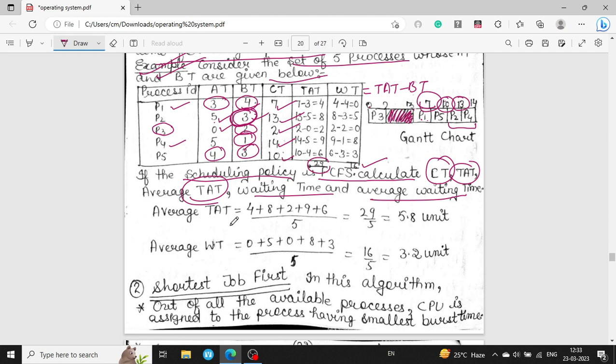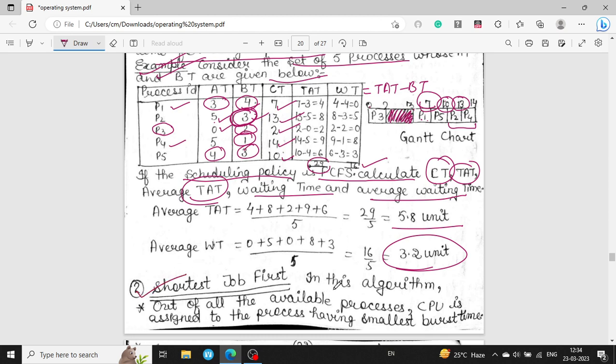Average turnaround time is calculated this way: add all the values of turnaround time and divide by the number of processes. We find 5.8 units. For average waiting time, add all the waiting times and divide by 5, we get 3.2 waiting units. This is the average waiting time. This is the method; this question is solved by the first come first serve scheduling algorithm.